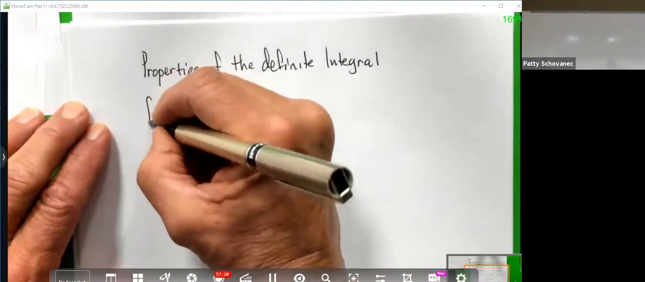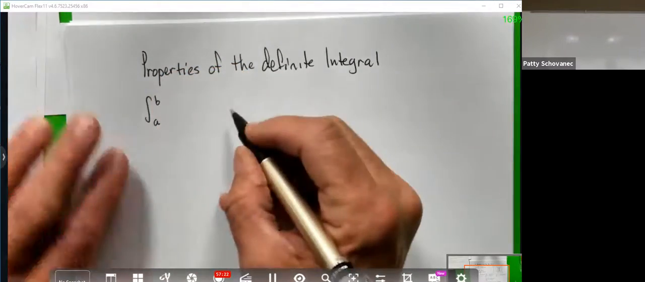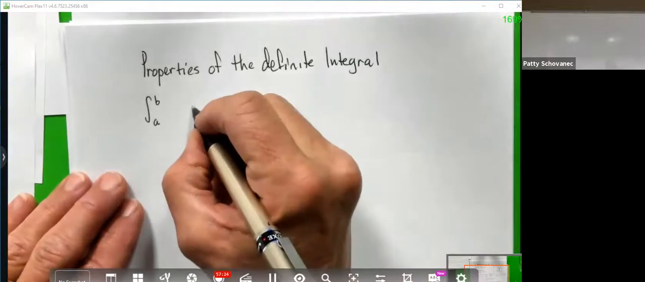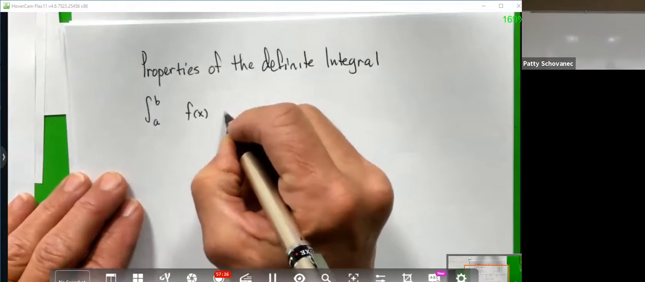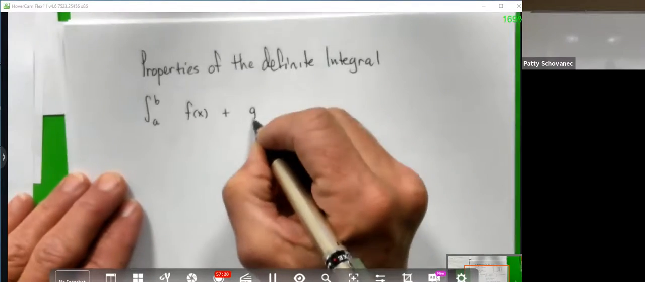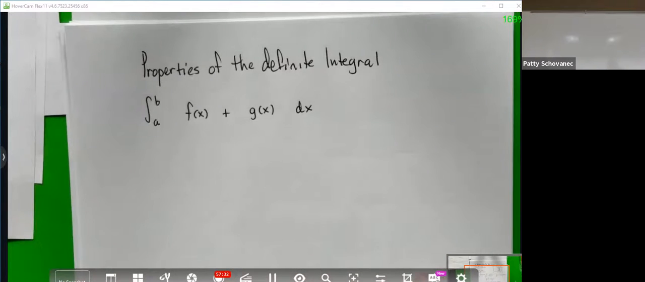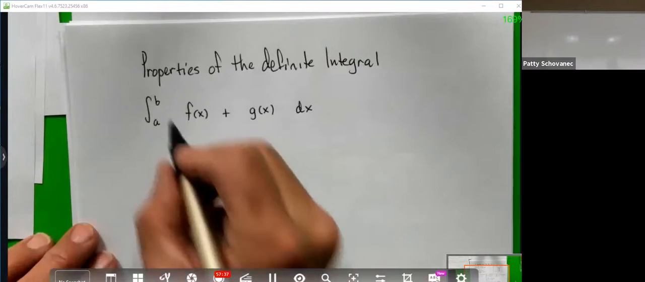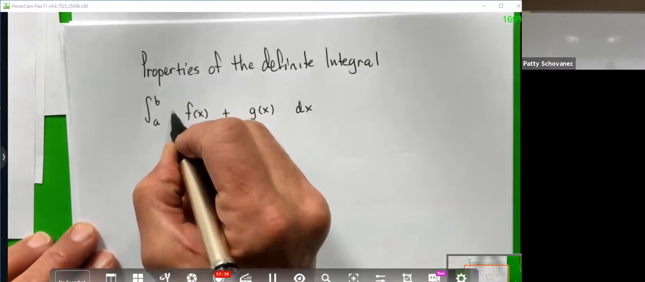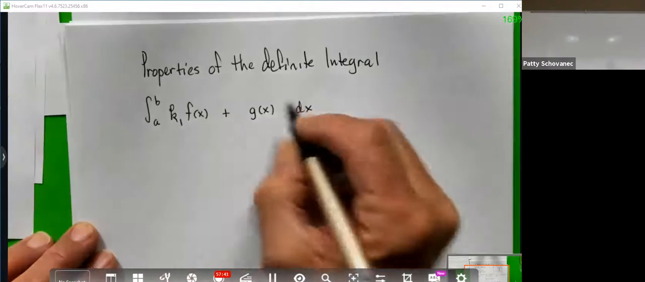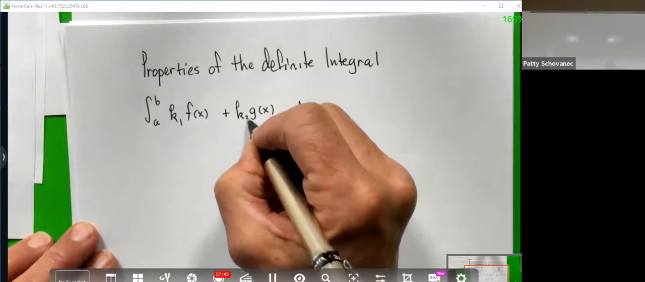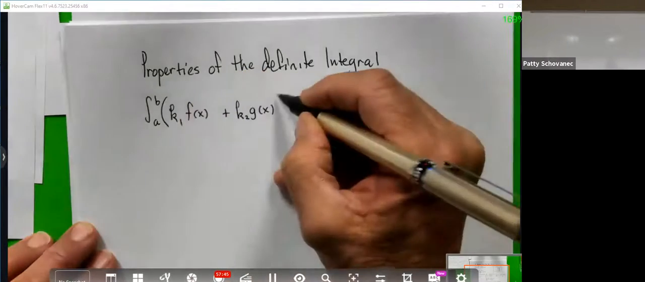So if I want to integrate from A to B of a couple of things added together or subtracted, doesn't matter, I can do those one at a time. And if I have constants there, I can pull them out. So let me put a constant here and a constant here. Put that in parentheses.